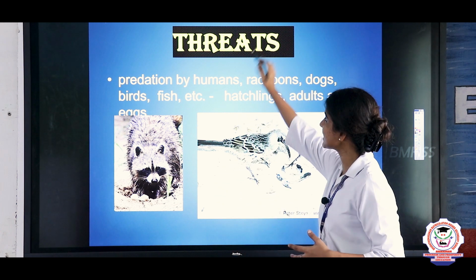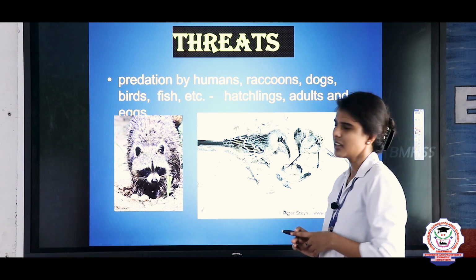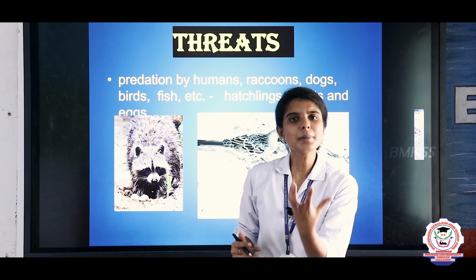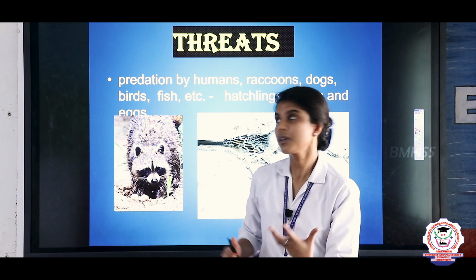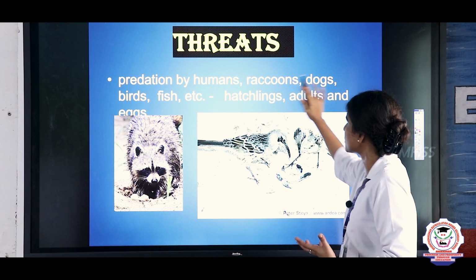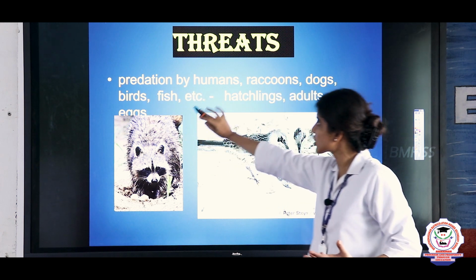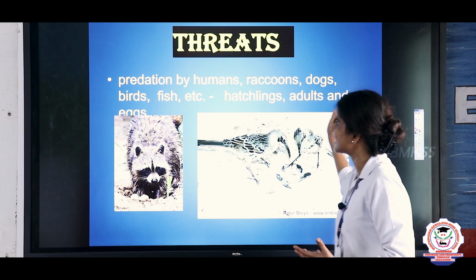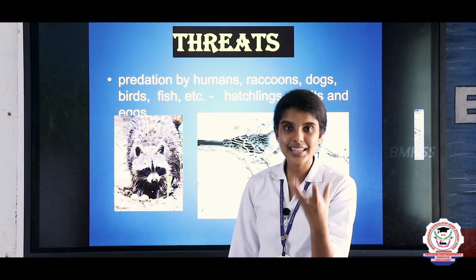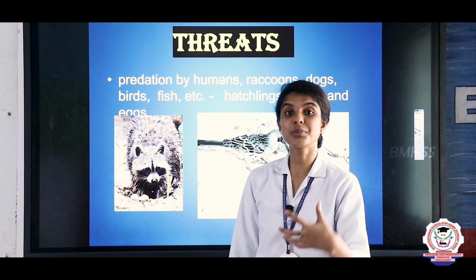So, now let us see the threats to the sea turtle. What do threats mean? Dangers. So let us see what dangerous things happen. So that's the predation by humans, raccoons, dogs, birds, fish, etc. So hatchlings, adults and eggs. Usually for sea turtles, the hatchlings, eggs and adults all have some predators.